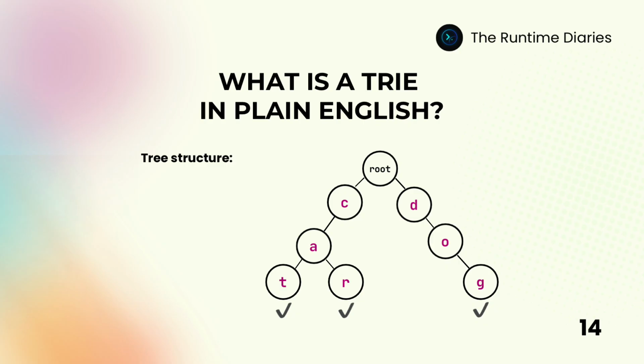Why are tries useful? Because you can check if a word exists or if a prefix exists in O(L) time, where L is the length of the word. You just walk down the tree character by character. And that's way faster than scanning through an entire dictionary. For our problem, we're going to build a trie of reversed dictionary words. Then for each query, we'll check if the reverse stream matches any prefix in that trie.